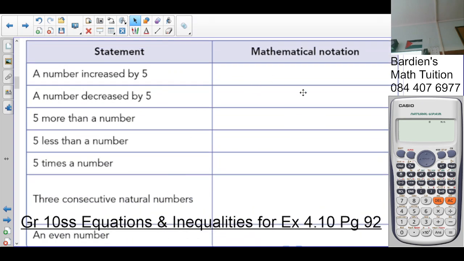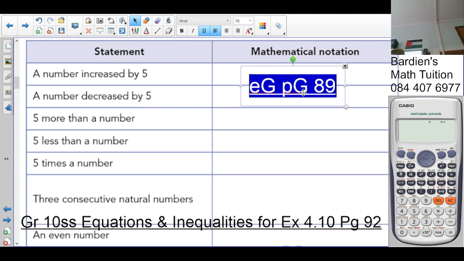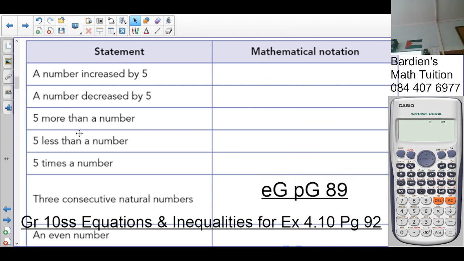I'm reading, and this is on page 89. So the unknown we're always going to use as x. A number increased by 5 will simply be x plus 5. You all agree with that? A number decreased by 5 is x minus 5. 5 more than a number is x plus 5. 5 plus x is the same thing, not so?